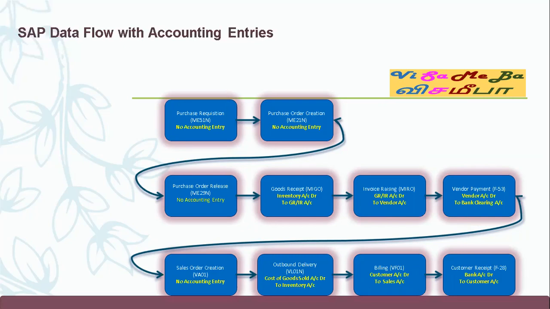Now, when the sales order is created, there is no accounting entry. And when there is an outbound delivery, then cost of goods sold account debit to inventory. So the goods are going out, so the inventory is reduced to that extent. And when the billing happens, it's customer account debit to sales. And when the payment is received from the customer, then it's bank account debit to customer account.